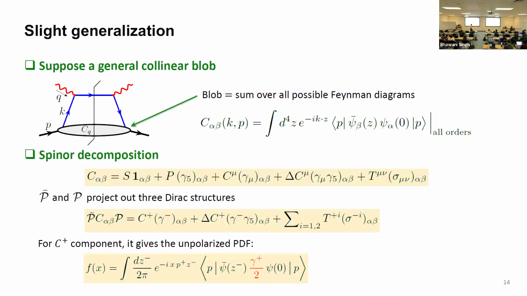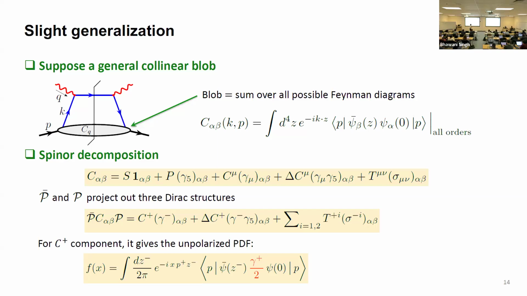So let's take it from there and slightly generalize the previous picture. Here I replace the bottom gluon line by a blob denoted by C_Q here. And by a blob, I mean all possible Feynman diagrams. So everything can happen here. It's a sum of all Feynman diagrams. So then the Green function now has a suffix all orders. It's no longer leading order. And we do the same thing by factorizing the upper part from the lower part.